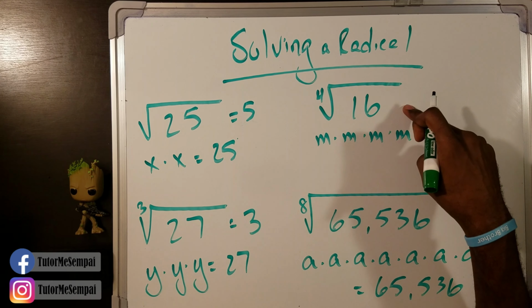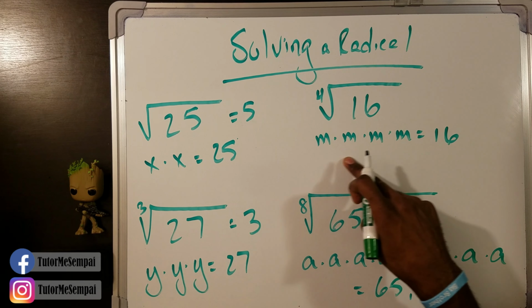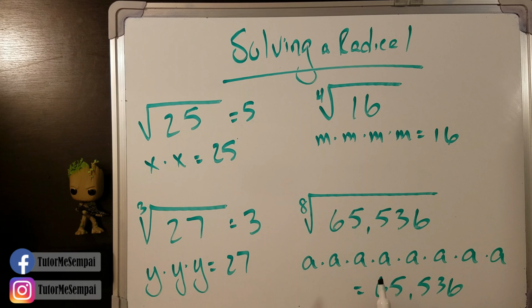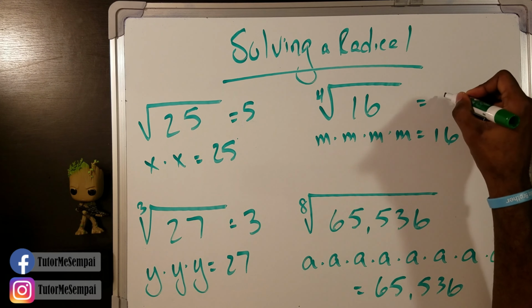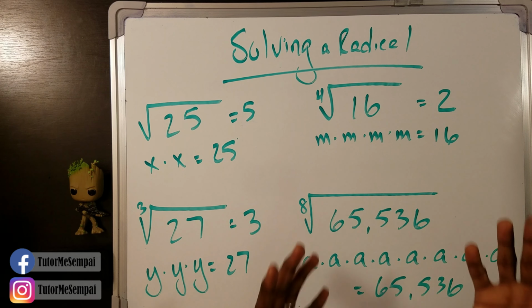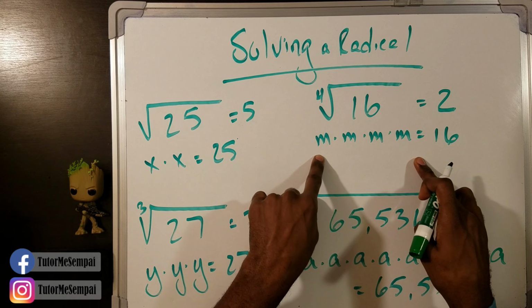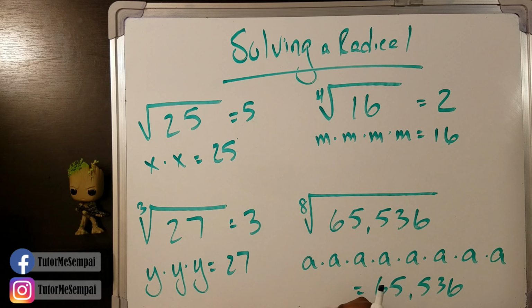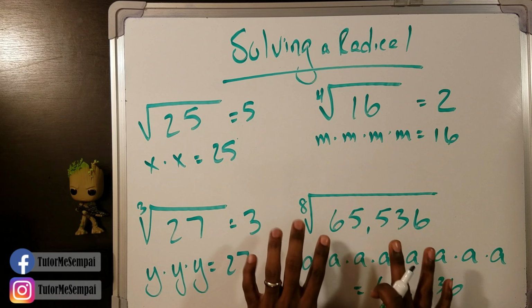How about this? Do we have a number that will multiply by itself 4 times, get you 16? Yes, this is going to be 2. If you multiply 2 by itself 4 times, you will end up with 16. And how about this last one? This is a big one.